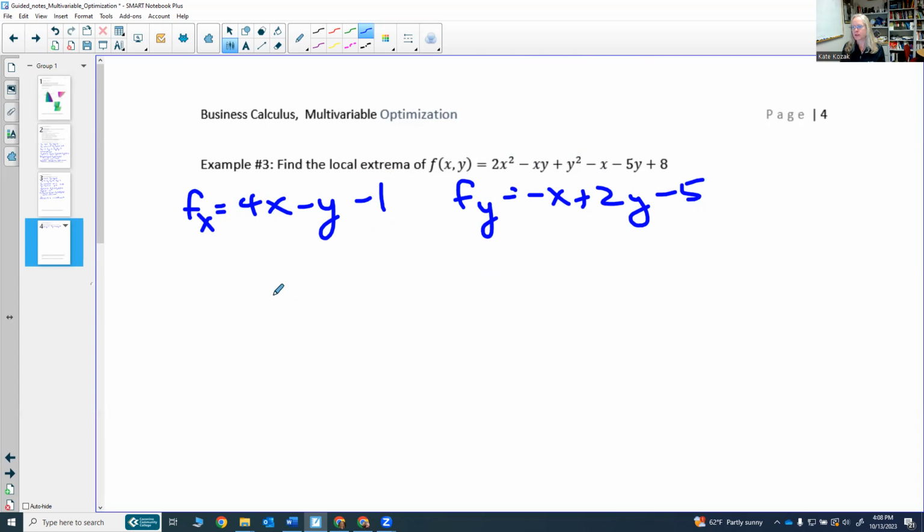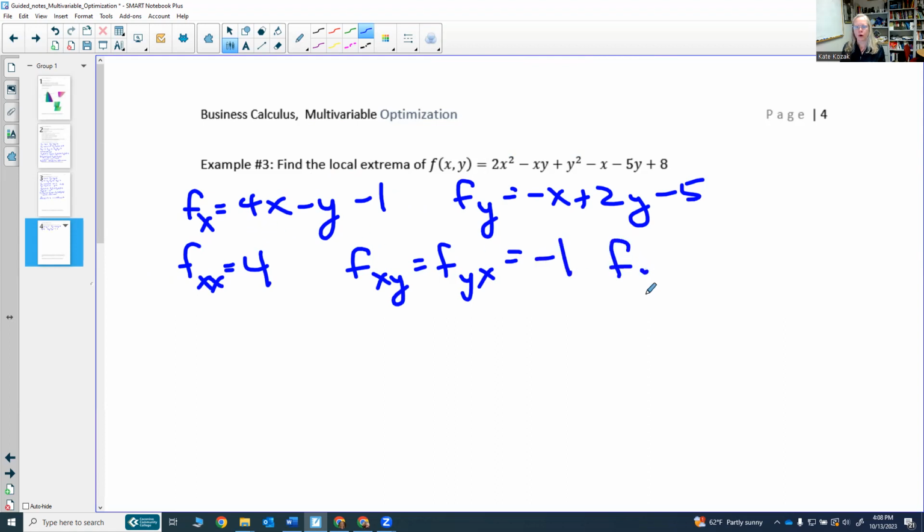Now find the second partial derivatives with respect to x and y. So f sub xx is going to be 4. F sub xy is going to equal f sub yx. That's the partial derivative of f with respect to x, then y. That will get you negative 1. And f sub yy is going to be 2.